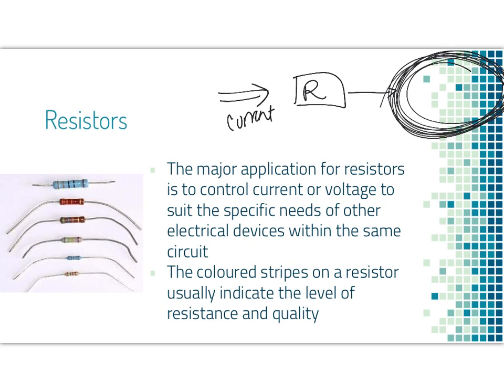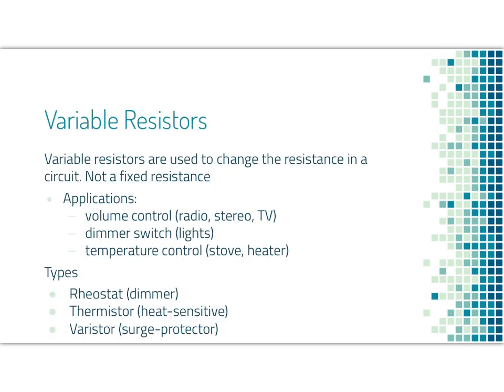There's different types of resistors, and the different colored stripes on a resistor indicate the level of resistance they provide. So whether they have a tight squeeze or just a little bit of a squeeze on that current. There's also something called a variable resistor. So typically a regular resistor just strictly limits, it has no variation, it is set. A variable resistor is used to change the resistance in a circuit.